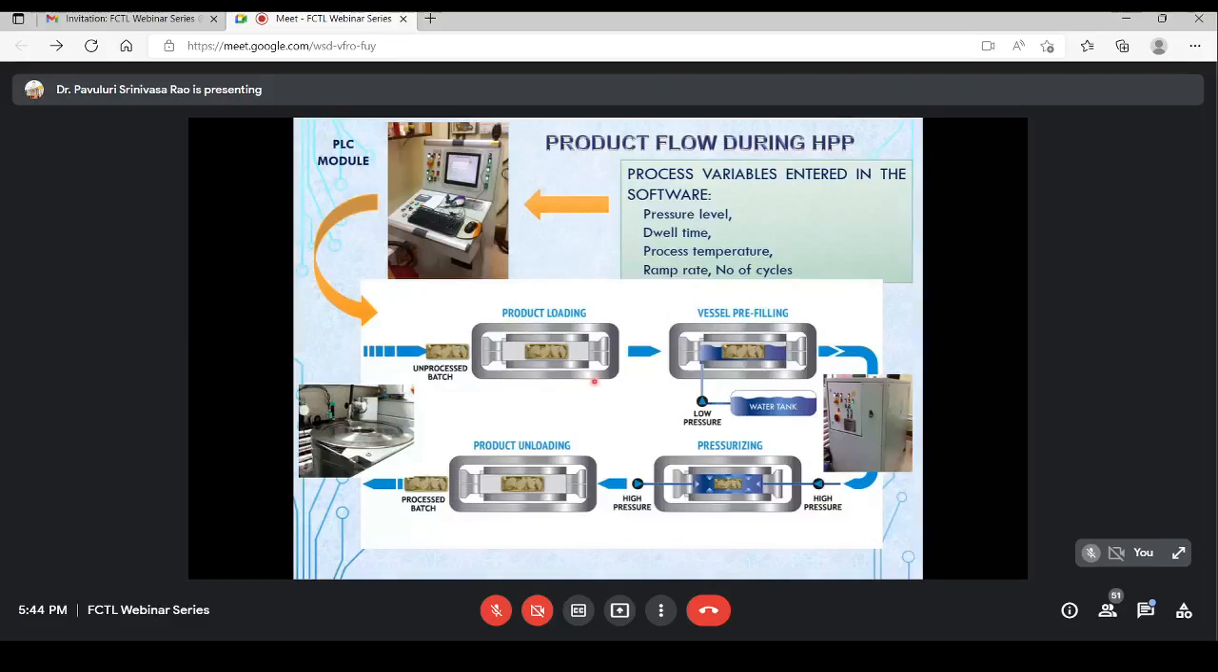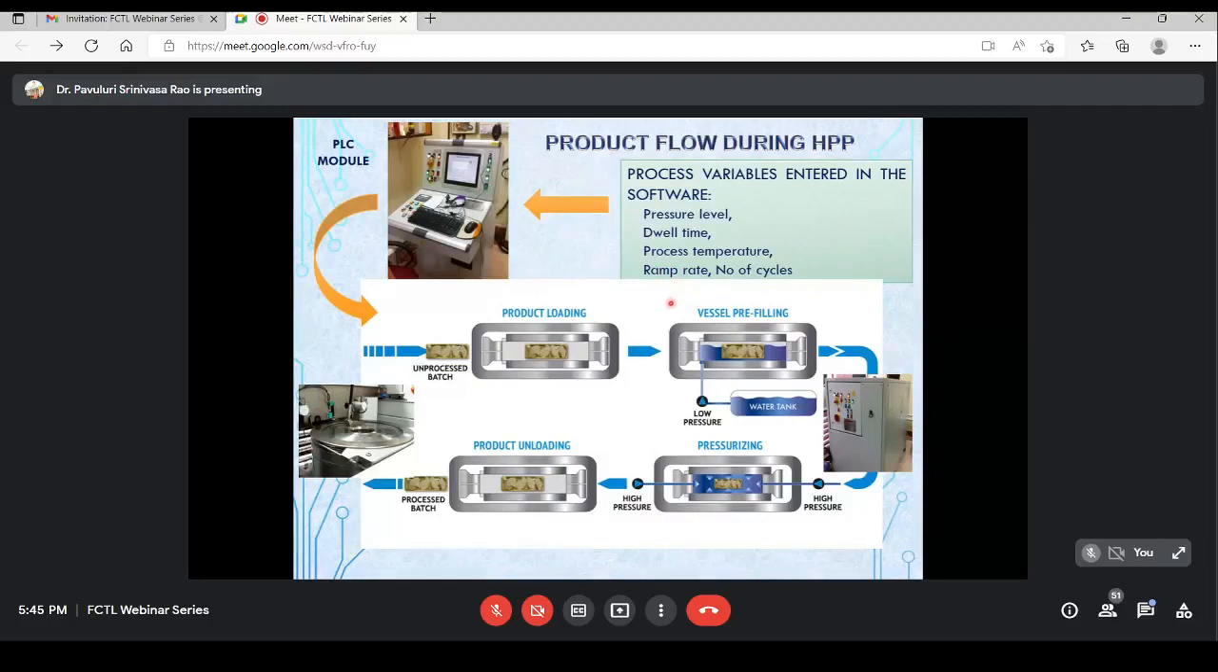Now, as far as the variables considered in high pressure processing are concerned, pressure level is one of the major ones, where you can vary anywhere between 50 megapascal to the highest range of 600 or maybe 900 megapascal, depending upon the equipment you are using. Similarly, the dwell time, the holding time, is considered as dwell time here, and the process temperature also plays a major role. The combination of pressure and temperature will have a combined effect. And ramp rate, although people have not studied it much, also has an influence.